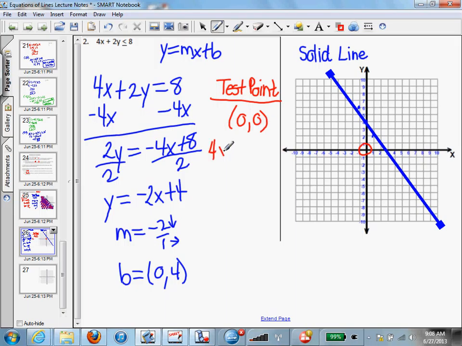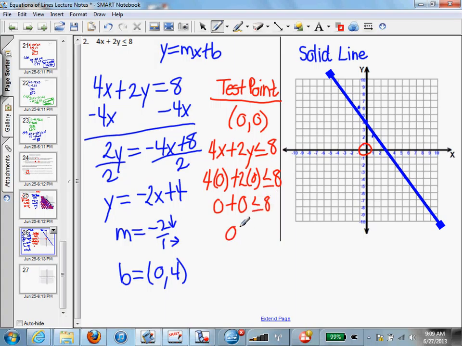So let's take our inequality, 4x plus 2y is less than or equal to 8. Let's take our point 0, 0, and replace the x with a 0 and the y with a 0 in the inequality. 4 times 0 is 0, plus 2 times 0, which is 0, is less than or equal to 8. So 0 is less than or equal to 8.